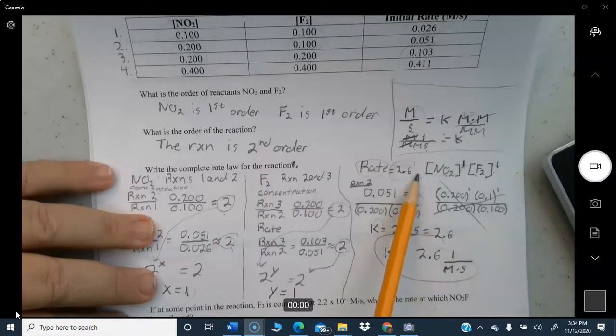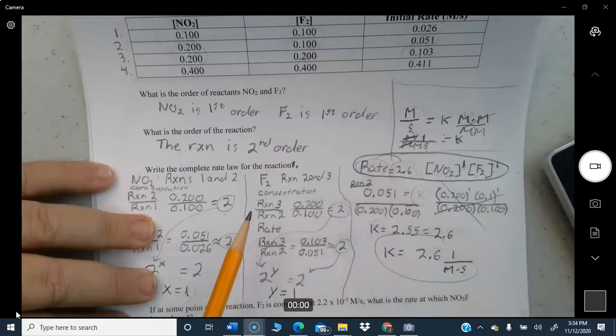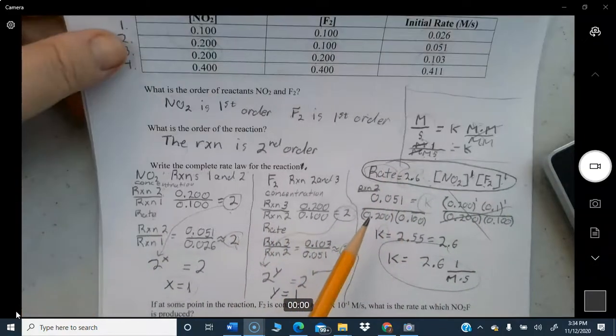And I was going to try to write the M^-1 s^-1 there, but it's not enough space. So this is really your answer right there. All right? Okay, that's how you do this.